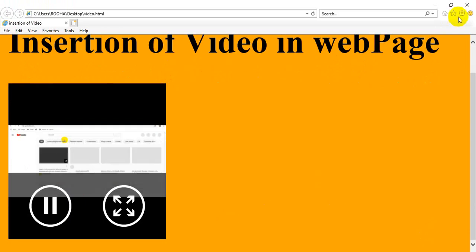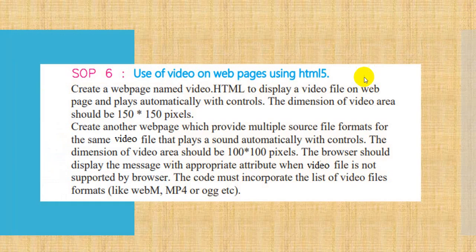So we have completed the first section of our practical, in which we created a simple HTML page, assigned the name video.html, displayed a video file on the web page, and played it automatically by using the autoplay attribute.